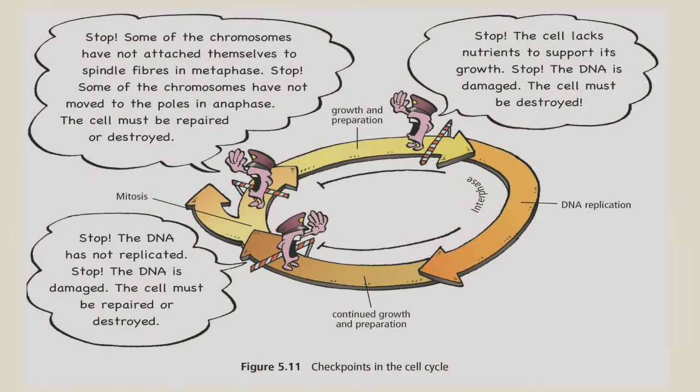Each stage has its boundary or checkpoint to ensure that the process of each stage is complete before entering the next stage. The purpose of this checkpoint is to ensure that all materials in each stage are developed and complete before allowing the cell to undergo the next stage and to avoid abnormalities in the whole cycle.